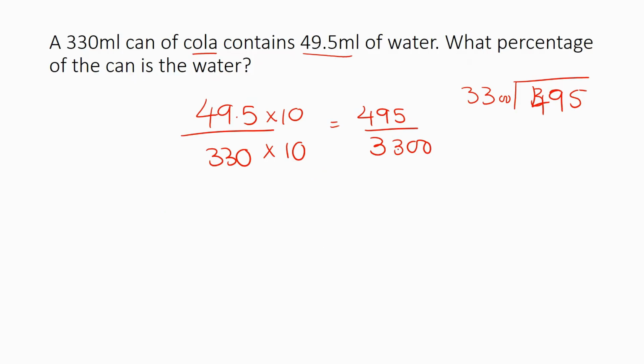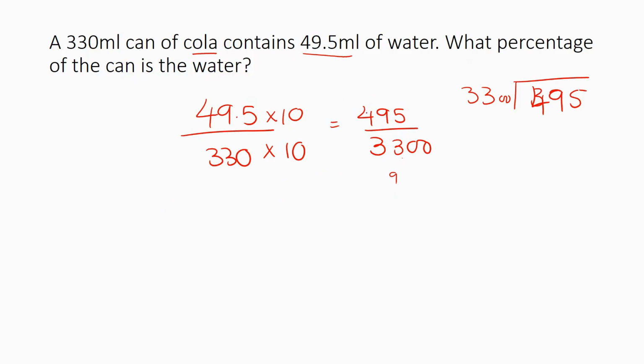No, because it's not ending with 0, 2, 4, 6, and 8. Is it divided by 3? Okay, let's check. Let's add everything together. So this is 3 plus 3 is 9. And here 4 and 5 will give us 9. 9 plus 9 is 18. Okay, both are multiples of 3. So both of them will be divided by 3.